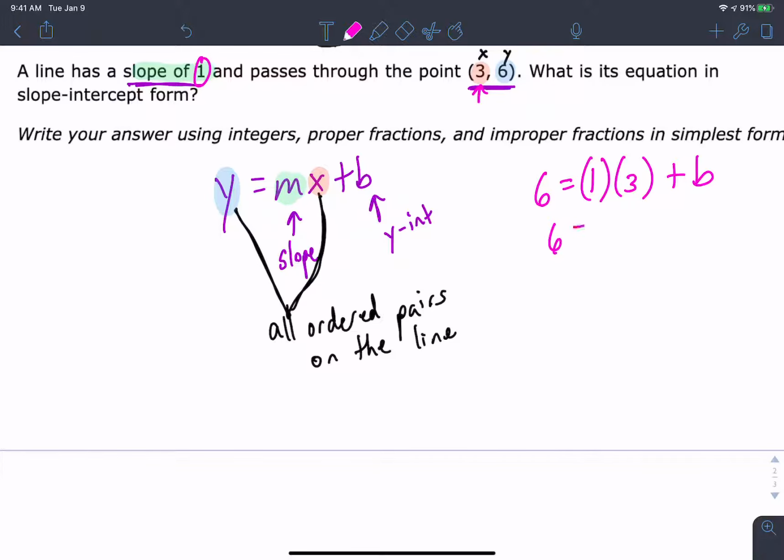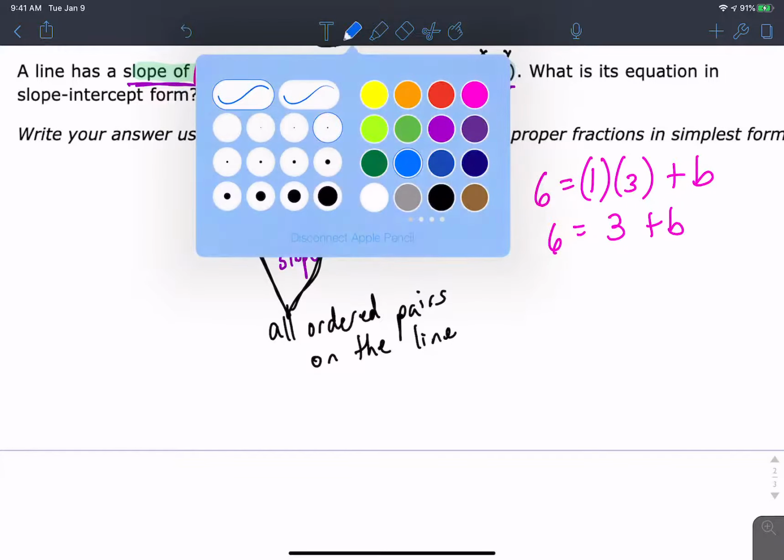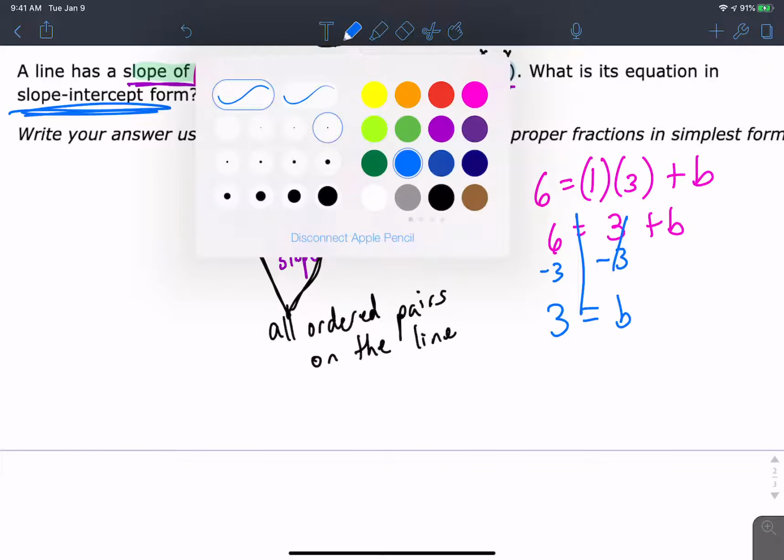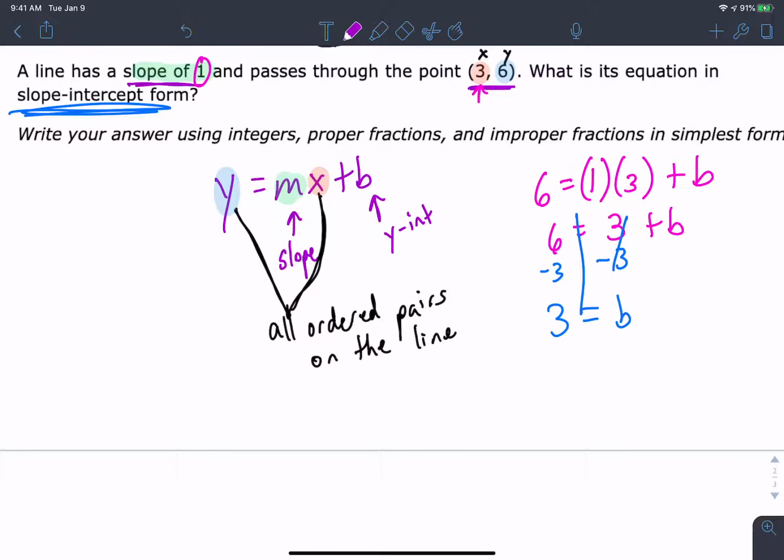So 6 equals, well, 1 times 3 is 3, plus b. Now if I want to solve this for b, that means I would want to subtract 3 from both sides. So b would equal positive 3. Now I can write the equation in slope-intercept form. I had to do that in order to get where I needed to get.